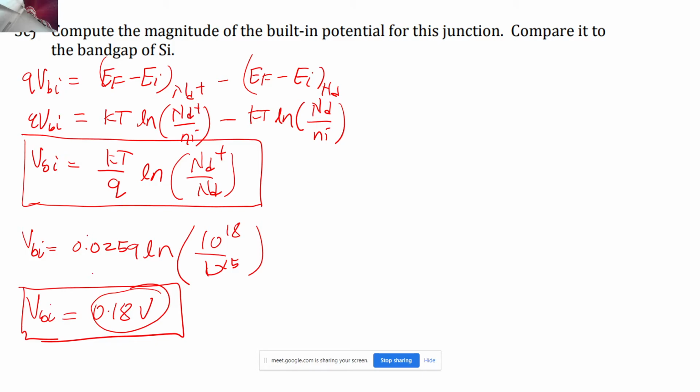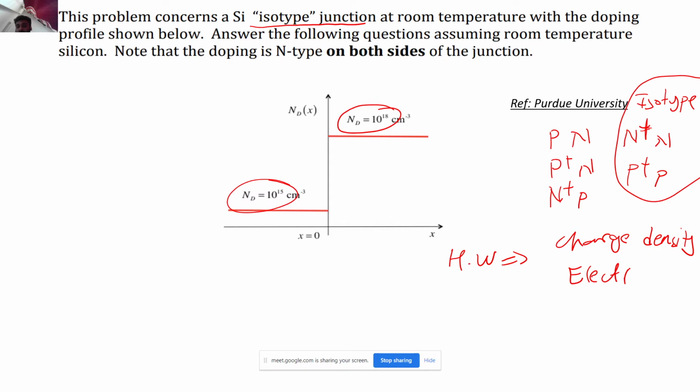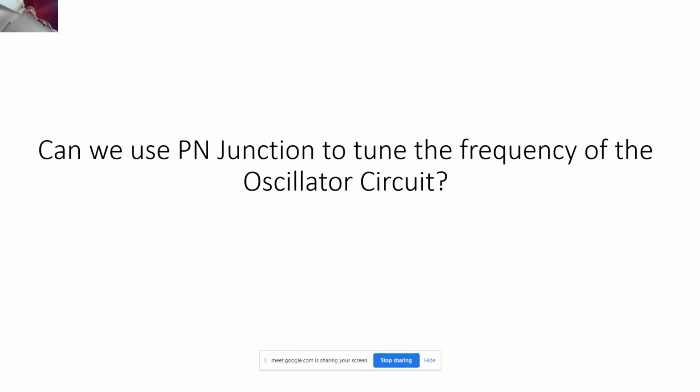So this was the difference that I just wanted to tell you guys, and the homework for you will be: for this question, draw the charge density profile, electric field profile, and draw the potential profile. So this will be the homework for you guys, and please do the homework till the next session. If you have any doubts, then let me know. I hope this question was clear. If you have any doubts, then I will be happy to answer.